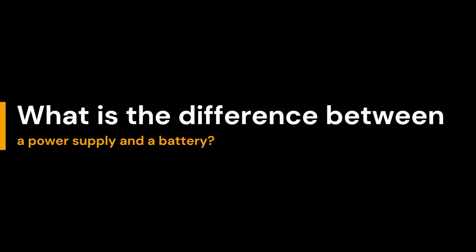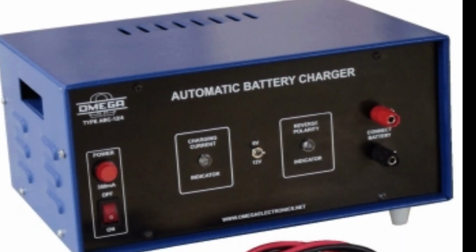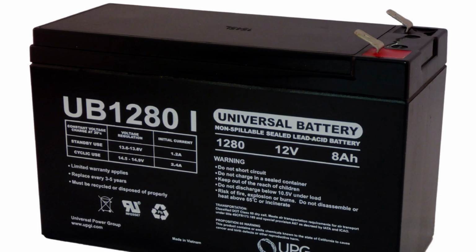What is the difference between a power supply and a battery? A power supply is a device that converts AC power to DC power, while a battery stores electrical energy and releases it as DC power.